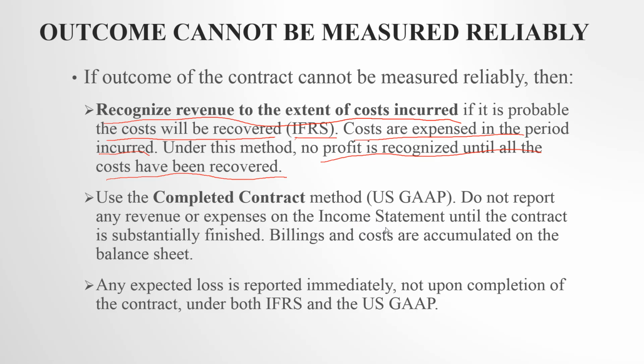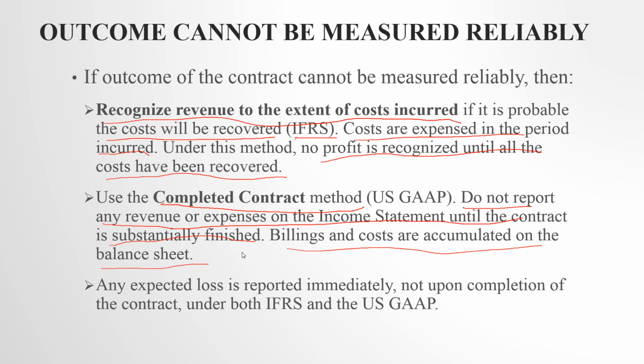Under the US GAAP, it's a different method. We use the completed contract method. This is interesting because we don't report any revenue or expense on the income statement until the contract has been substantially completed. Now, where does the billing and where does the cost go then? Because we're incurring those costs. They're accumulated on the balance sheet and they're not reported on the income statement.